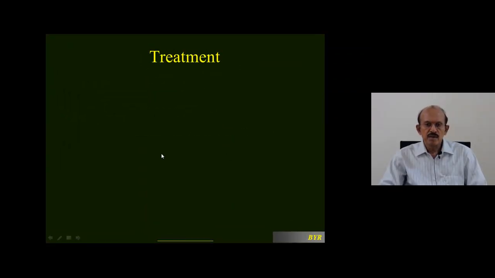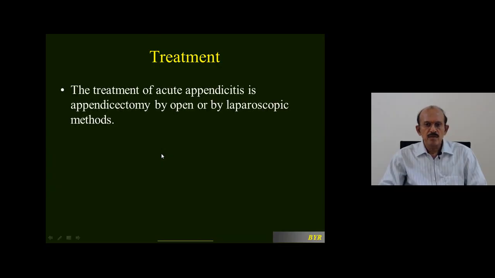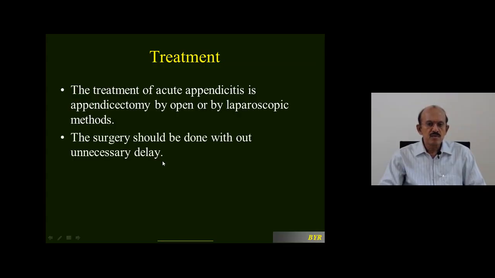Treatment of acute appendicitis. The treatment of acute appendicitis is appendicectomy by open or by laparoscopic methods. So the best thing to manage these cases is by laparoscopic appendicectomy or by open appendicectomy. The surgery should be done without unnecessary delay.